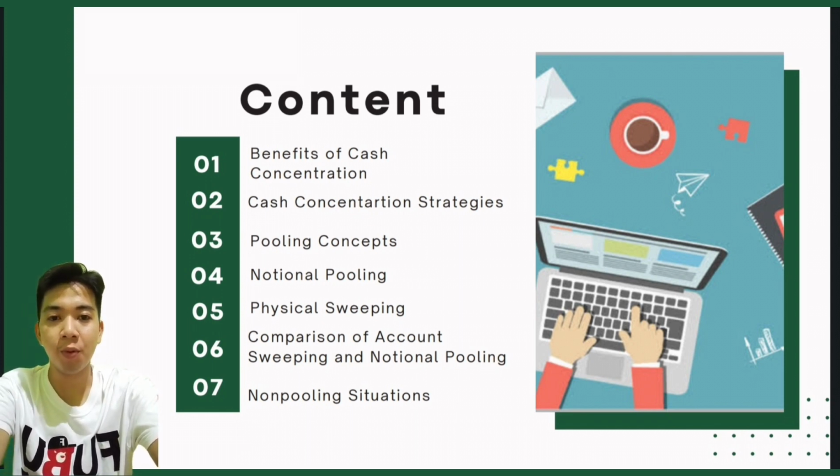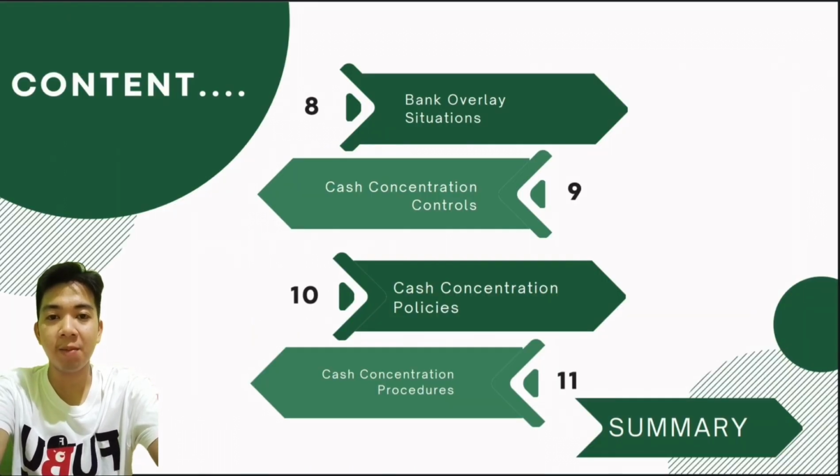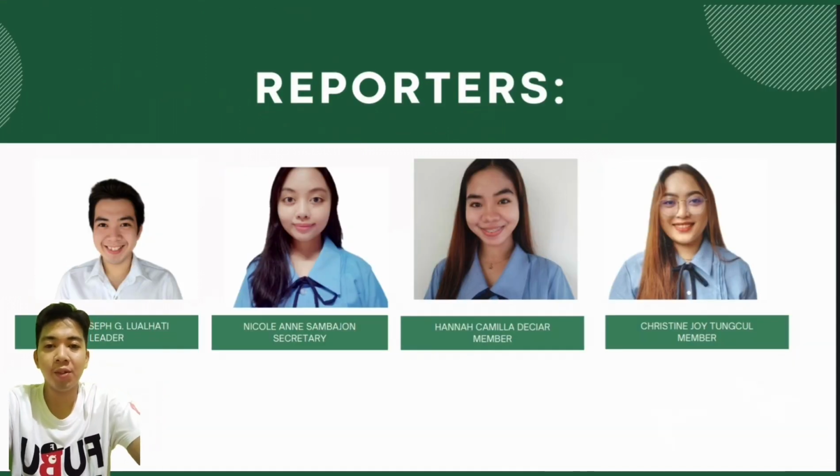Number 7 is non-pooling situation. Number 8 is bank overlay structure. Number 9 is cash concentration controls. Number 10 is cash concentration policies. Number 11 is cash concentration procedures. And last, the summary.